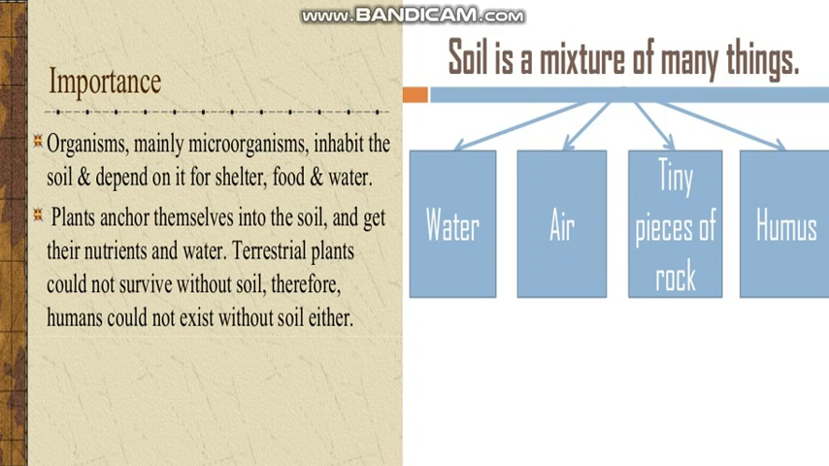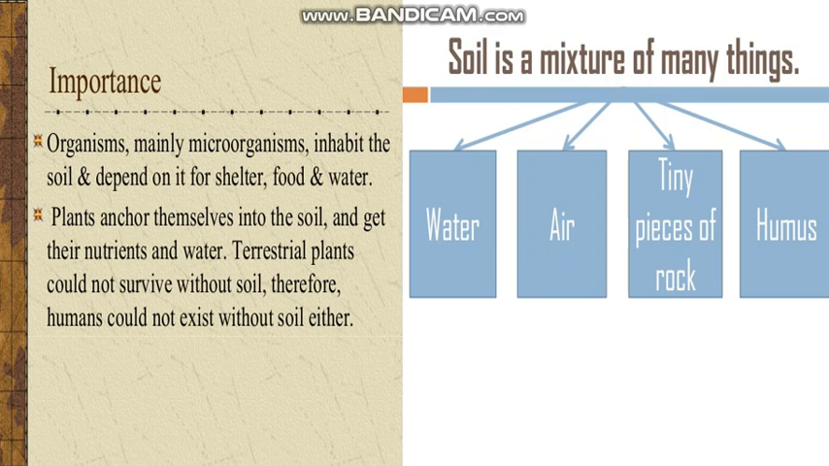Why is soil important? Organisms, mainly microorganisms, inhabit the soil. Inhabit means they live in the soil and depend on it for shelter, food and water, because it is the habitat for those microorganisms. Second, plants themselves depend on the soil and get their nutrients and water from it. Terrestrial plants could not survive without soil, therefore humans could not exist without soil either.